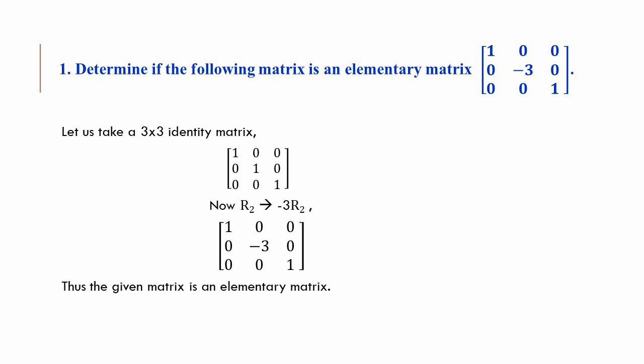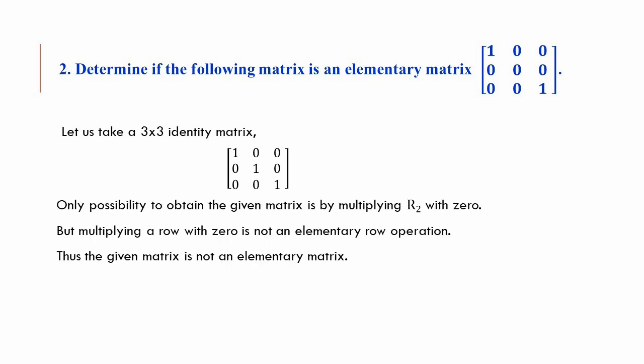So I'm going to have an identity matrix having 1, 1, 1 on the principal diagonal, and if you perform an elementary row operation as R2 becomes minus 3 R2, you will get in the second row the 1 replaced by minus 3, and as you can see this is exactly equal to the question. So in this case we can say that whatever is given in the question is an elementary matrix. Now what about this question?